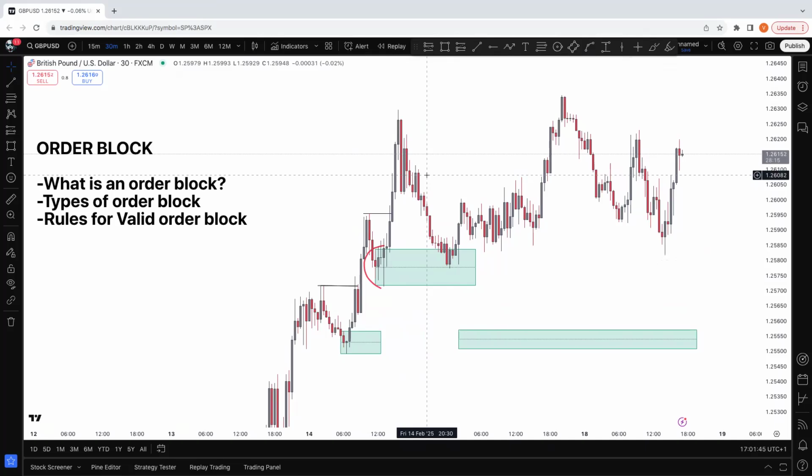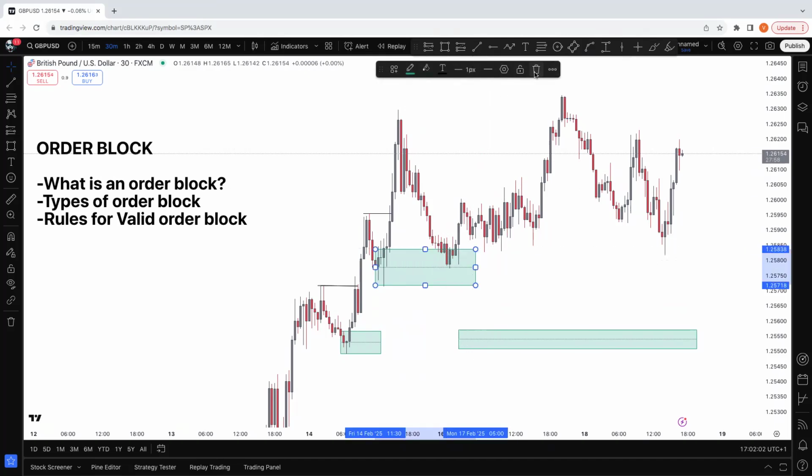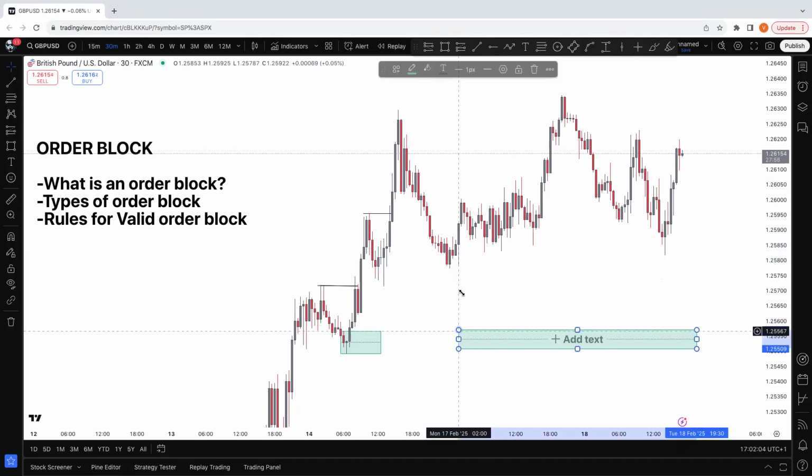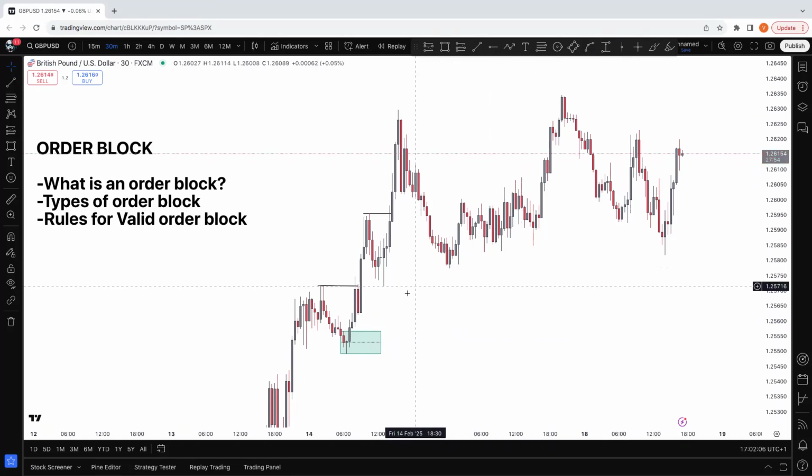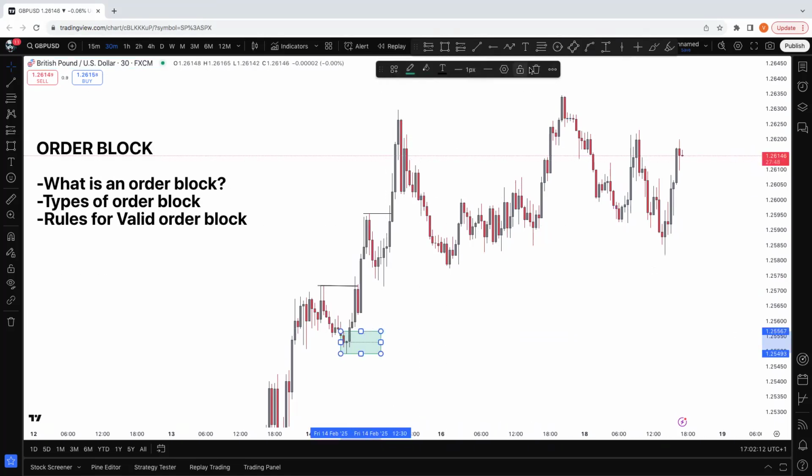Now, what are the types of order blocks we have? We have two basic types of order blocks: the bullish order block and the bearish order block. Now, what is a bullish order block? Let's start with the bullish order block. The bullish order block is the last sell candle before the buys, right? The last sell candle before the buys.